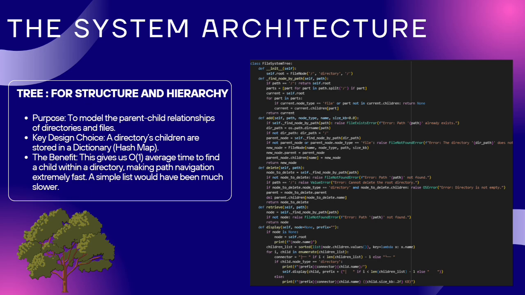The most important design choice I made here was how a directory stores its children. Instead of a simple list, I used a dictionary, which is a type of hash map. The benefit of this is immense. It gives us O(1) average time to find a child within the directory. This means that navigating a path like documents or reports is extremely fast, because at each step, the next folder is almost found instantly. If I had used a list here, the system would have slowed down dramatically as directories grew larger.